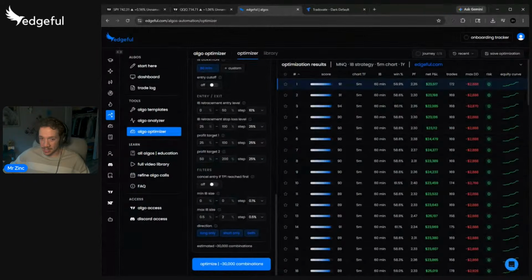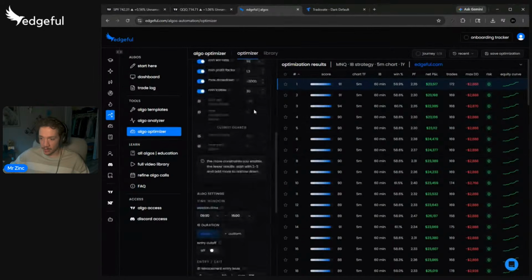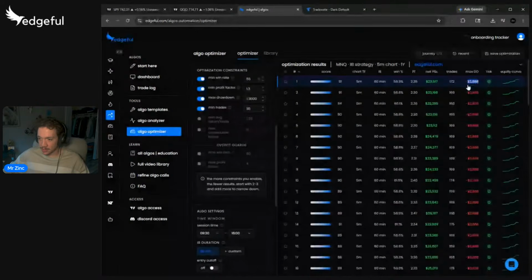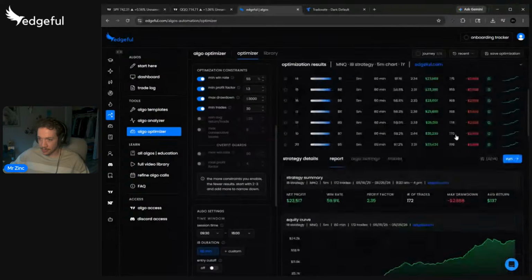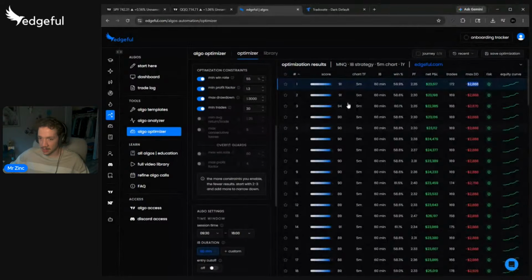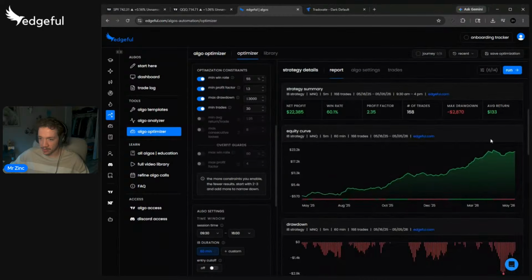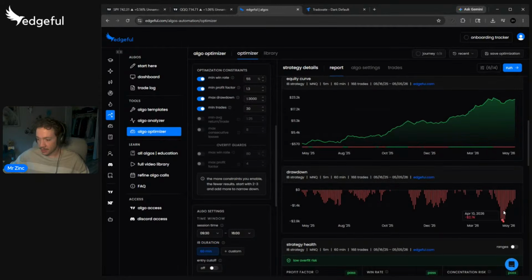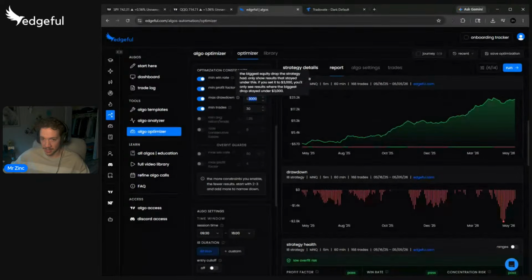So it looks like we can get away with getting up to 4 micros. Our max drawdown was 2,888. And you can also go and click on any of these optimizations. The best one is 94. It shows you the equity curve, profit factor 2.3, win rate 60%, average return 133. And funny enough, our max drawdown was just barely under the 3,000 that I have set. So this max drawdown, the biggest equity drop the strategy had, only shows results that stayed under this. If it's set to 3,000, you'll only see results where the biggest drop stayed under 3,000.